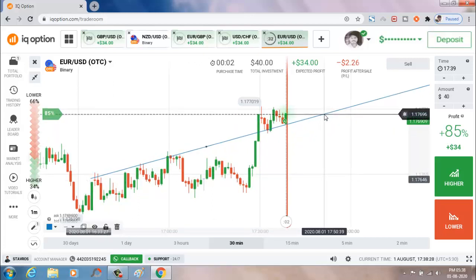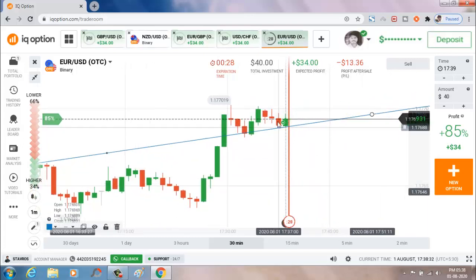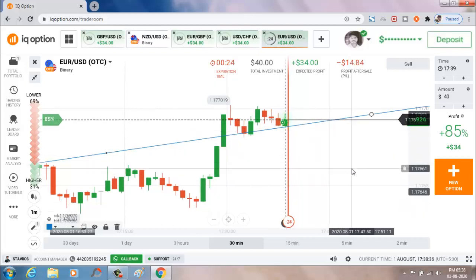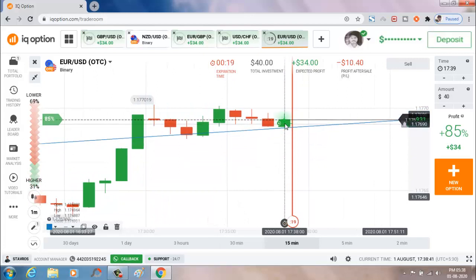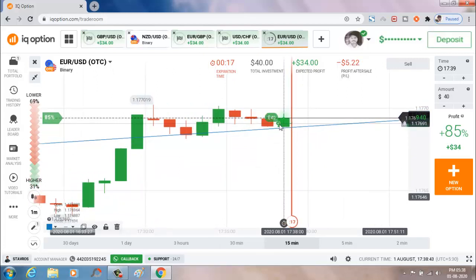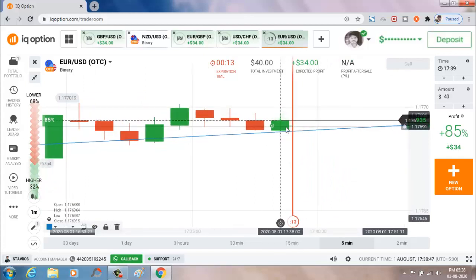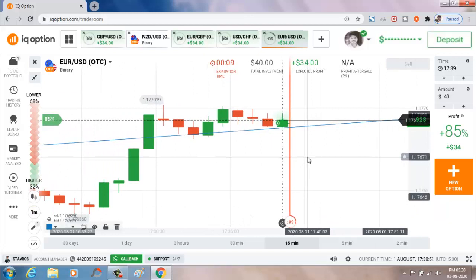Okay, there is a level. It's a support level. This is a reversal sign, so that's the reason I will place a higher option. This is also an uptrend market, but a little bit late entry, but no problem. I expect the candle to close above my entry point. Okay, 10 seconds more.